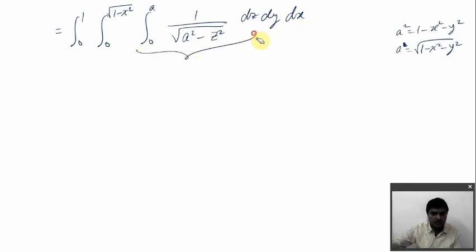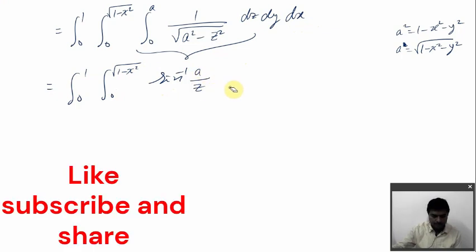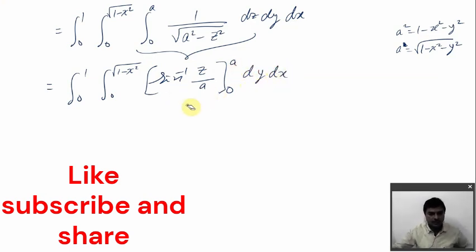Okay, no problem. Now you can see here you are going to use the formula of sine. So this is integration 0 to 1, integration 0 to square root of 1 minus x square. Yes students, this is going to give you sine inverse z divided by a in the limit 0 to a. Now we can see, students, where is the limit? dy and dx.